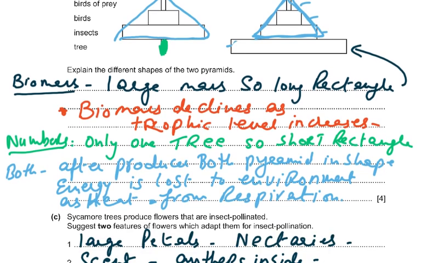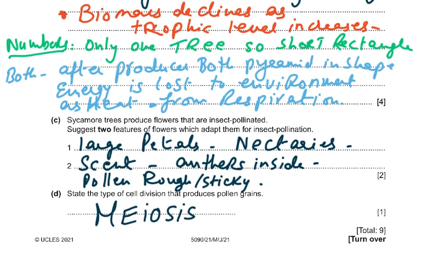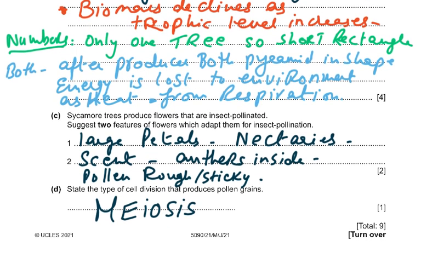And then you come to the next part of the question. It says sycamore trees produce flowers that are insect pollinated. Suggest two features of flowers which adapt them for insect pollination. So that's very easy. Large petals, they have nectaries, they have scent, they have anthers which are inside, and the pollen is rough or sticky so that it sticks to the insect.